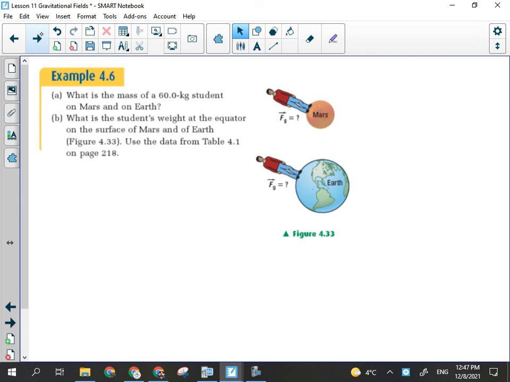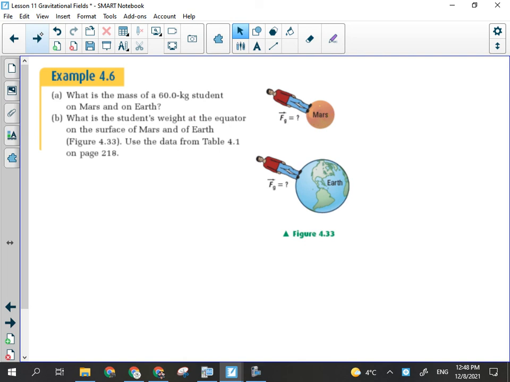No, that's your weight. And that's what people think of in this question, right? They go, oh, what's the mass of a 60 kilogram student? And they go 60 times whatever the gravitational acceleration is. And they calculate what FG is. FG is weight. It's the force of gravity. Your mass is how much of you there is. It doesn't matter where you go. There's the same amount of you.